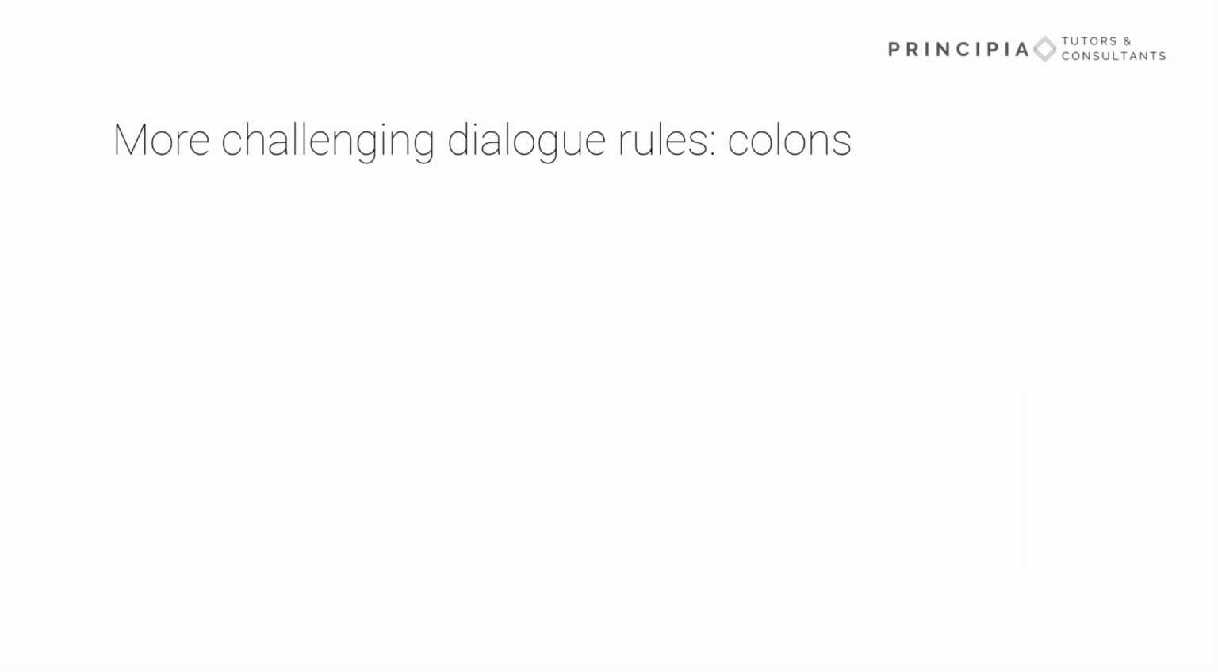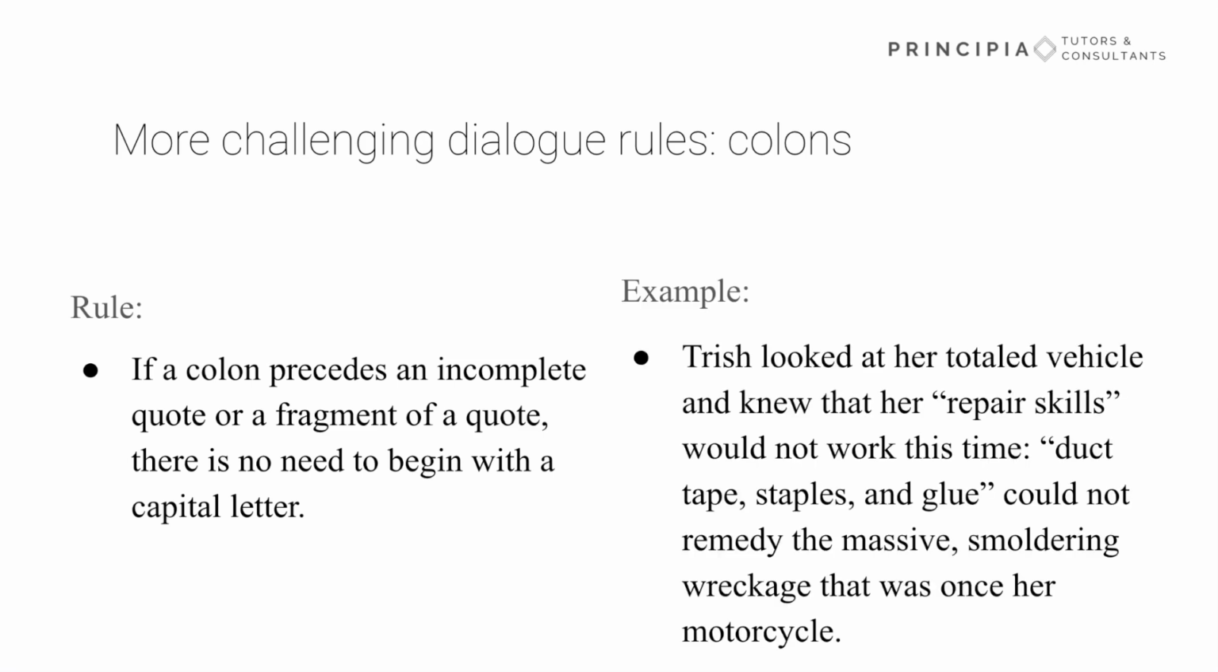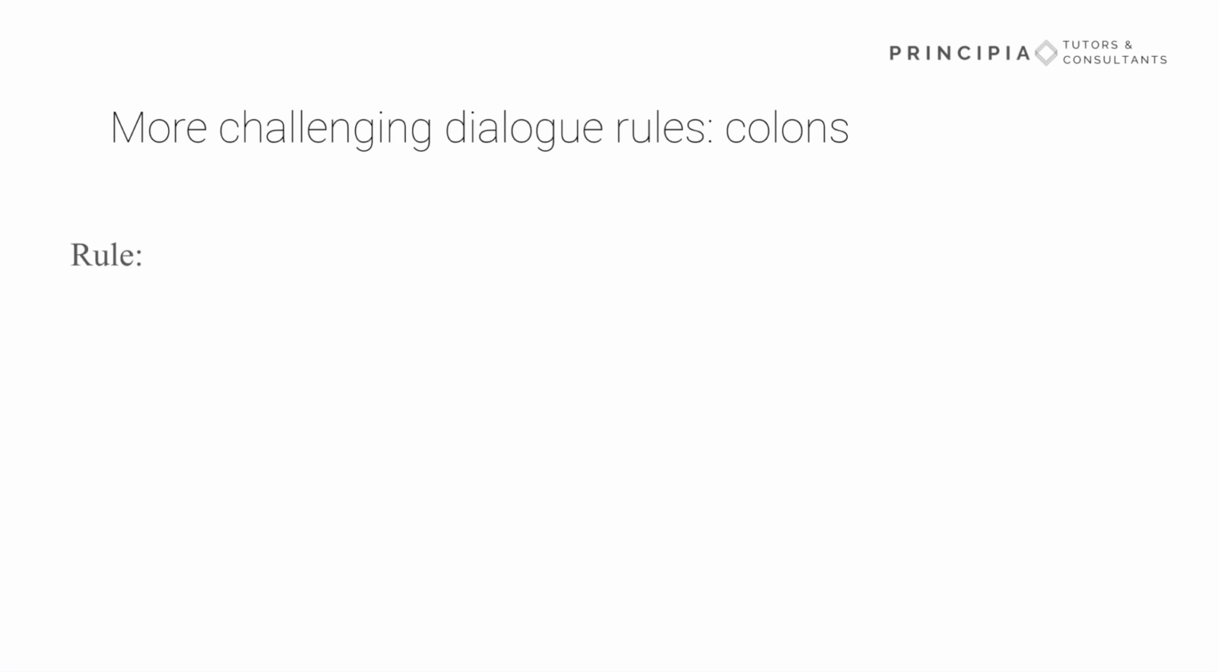All right, now with colon usage, there are instances where commas would not be as effective. And so when a colon precedes an incomplete quote or a fragment of a quote, there's no need to begin with a capital letter. So here's an example. What we're seeing here first is the repair skills are being highlighted, so that's a clue. Then after the colon, the quote "duct tape, staples, and glue" is a fragment. It provides an example of repair skills, so another way to confirm that the colon is being used appropriately. And since no one is speaking directly, these quotes are being used for emphasis and again to tie back into the repair skills hint.